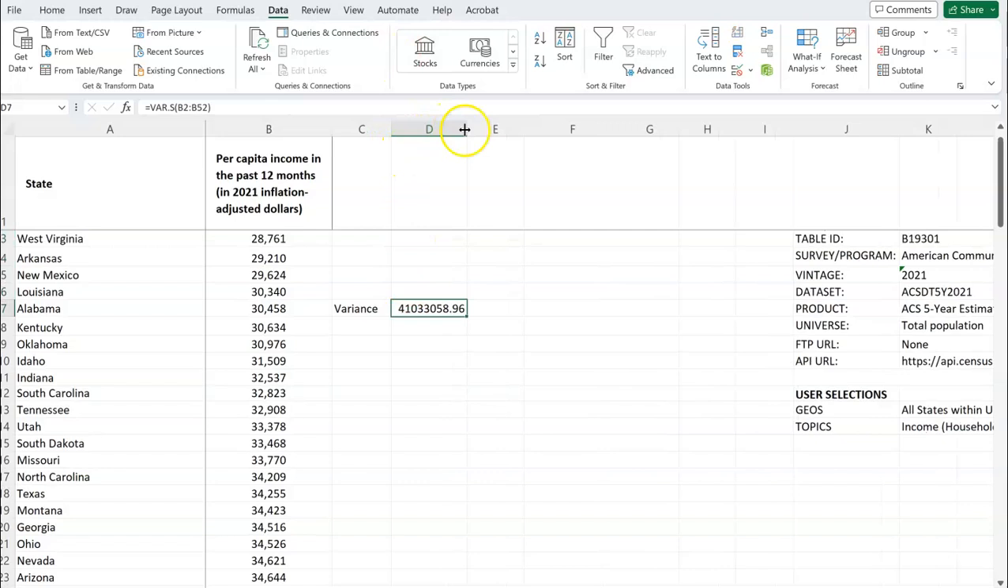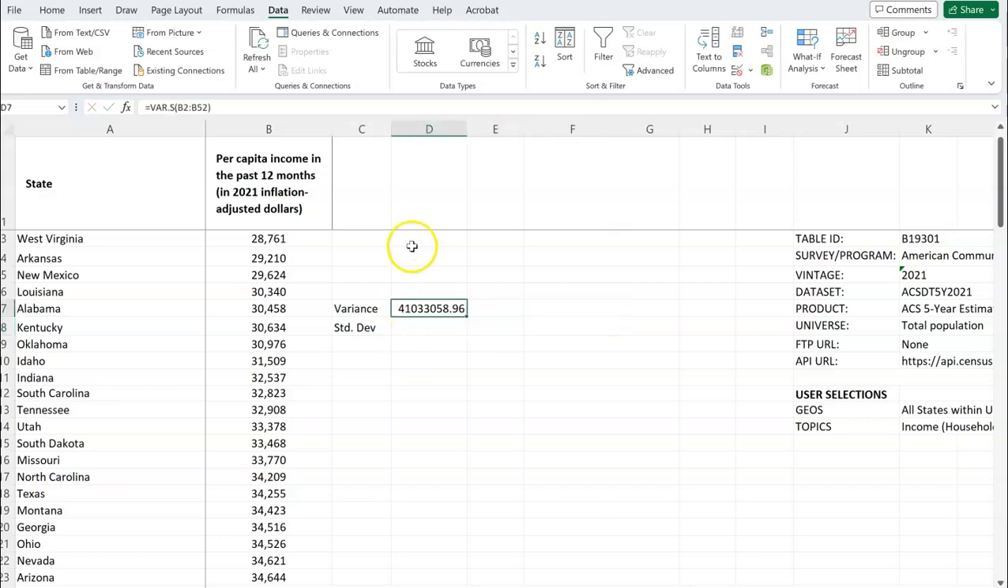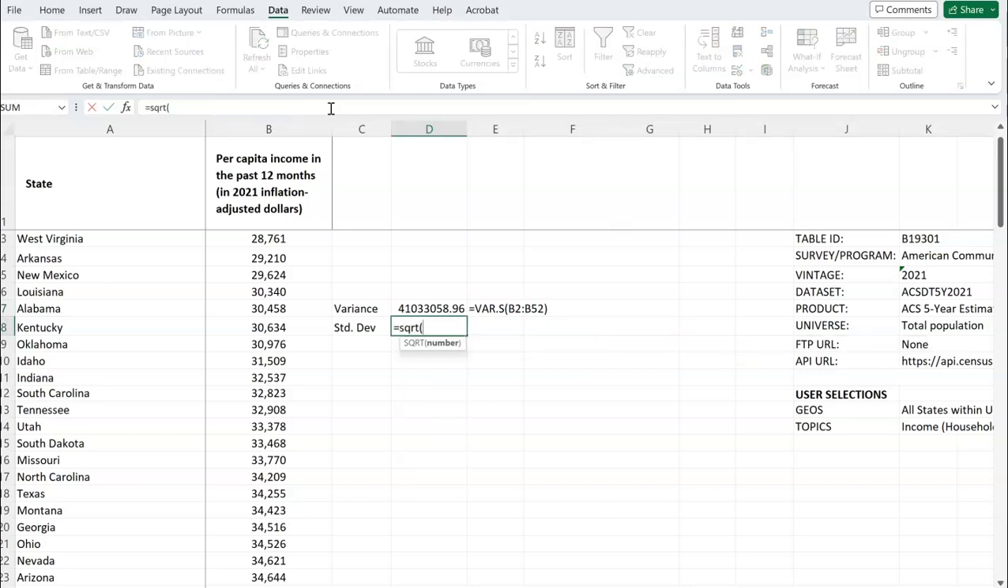Now, this will be my variance. So I also get 41,033,058. This is a huge number, and it's hard to comprehend what it is. So we look at something called standard deviation, which is basically the square root of the variance. Let me write the formula of variance in this corner, copy and paste it so we can see what it is. And standard deviation will be the square root of the variance.